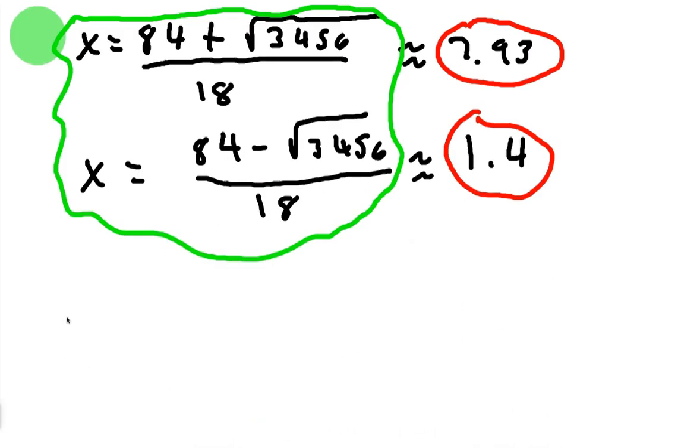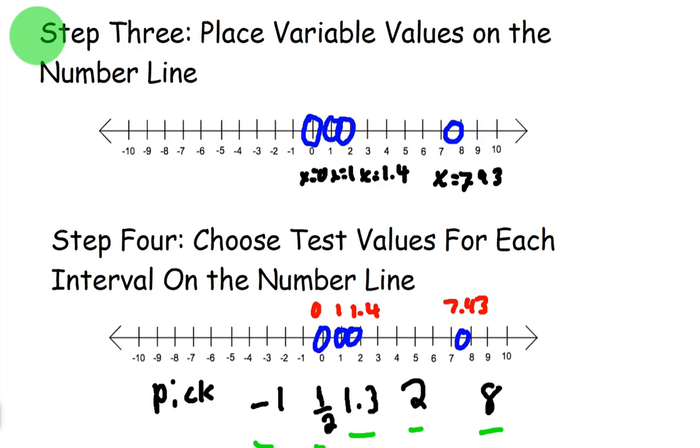The question is, can we simplify the square root of 3,456? Well, the answer is yes, we can simplify this, but for now, just because we're dealing with the number line, we can plug these into our calculator to figure out the decimal values. For the top, we have 7.93. For the bottom, we have 1.4. So that will give us something to put on the number line.